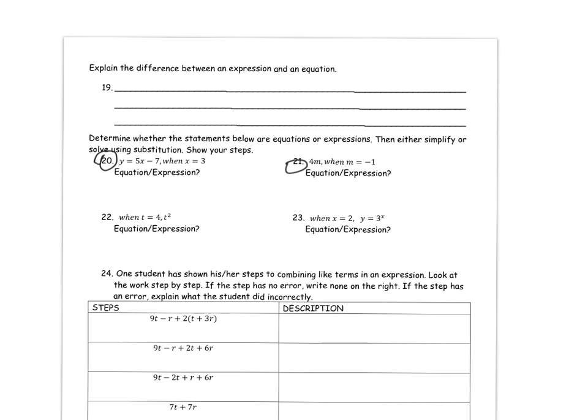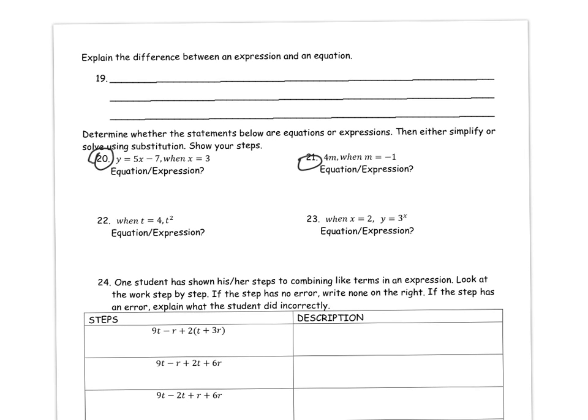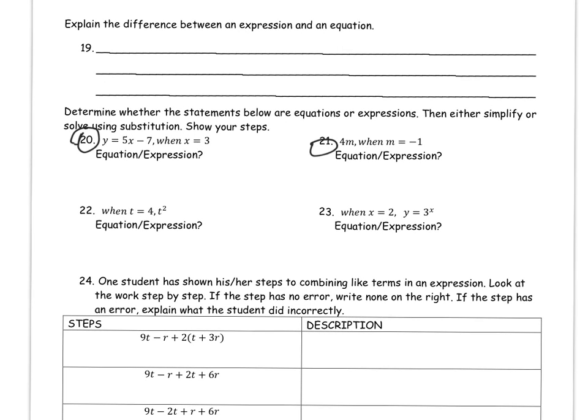Okay, flip it over. A question you're going to see is you have to explain the difference between an expression and an equation. Remember, if you want to look back to your notes, we did a reading on day 2 to describe the difference. So take a look back at those, and you'll be able to know the difference between an expression and an equation. But I want to jump into these questions, number 20 and 21. Determine whether the statements are expressions or equations. And you can use your answer from 19 to help you. And then either simplify or solve using substitution.